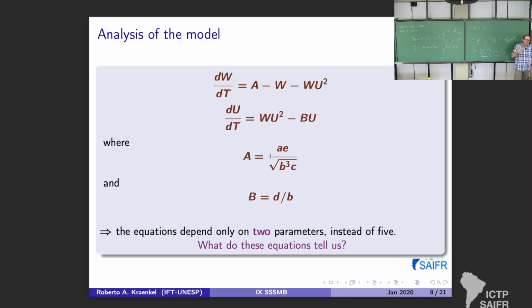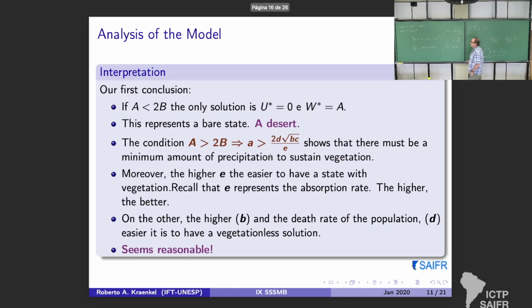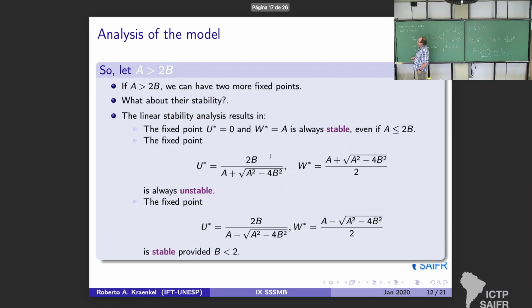If the death rate of the vegetation is too high, then this fixed point is unstable. You get only one fixed point, the zero, which is desert. So we will assume that this inequality, B smaller than 2, is verified. If I have B smaller than 2, then I can have 2 stable fixed points.